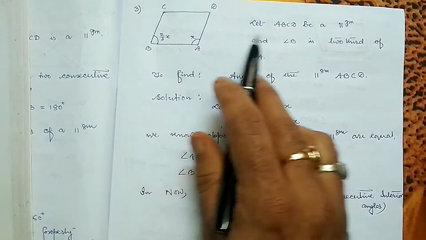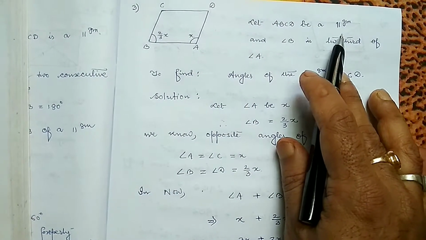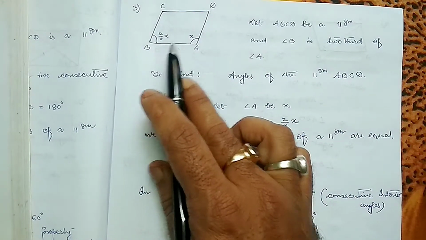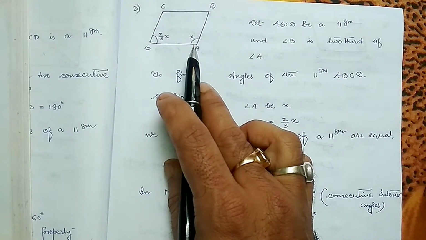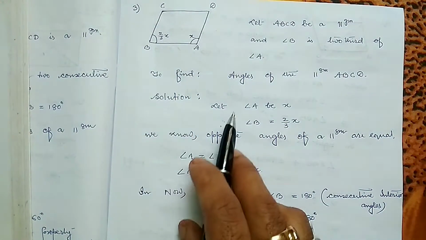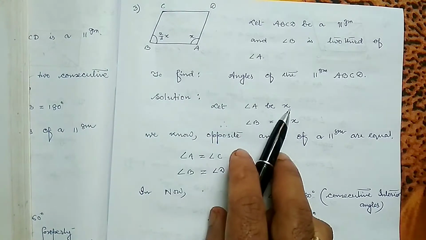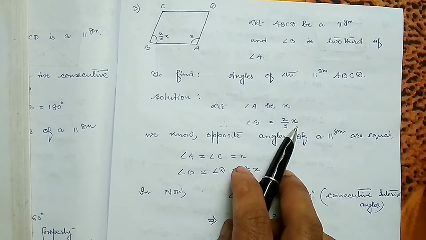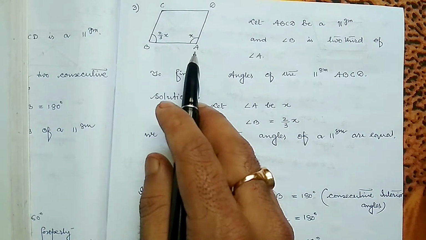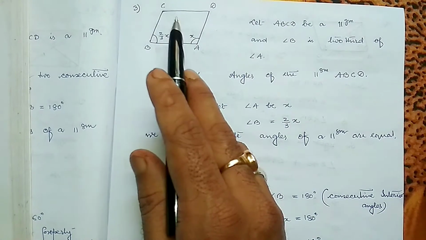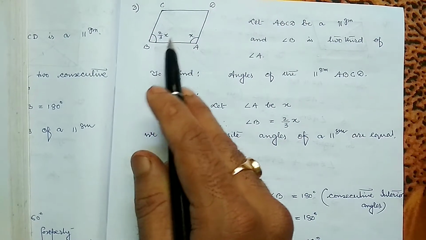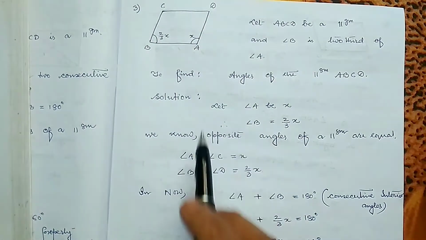Clear? So what I have written here: let ABCD be a parallelogram, and angle B is 2/3 of angle A, and we are to find the angles of this parallelogram. Now we have considered angle A to be X, then B will be 2/3 of X, and we know opposite angles of a parallelogram are always equal. So if angle A is X, angle C also will be X, and angle B is 2/3 of X, that means angle D also 2/3 of X.